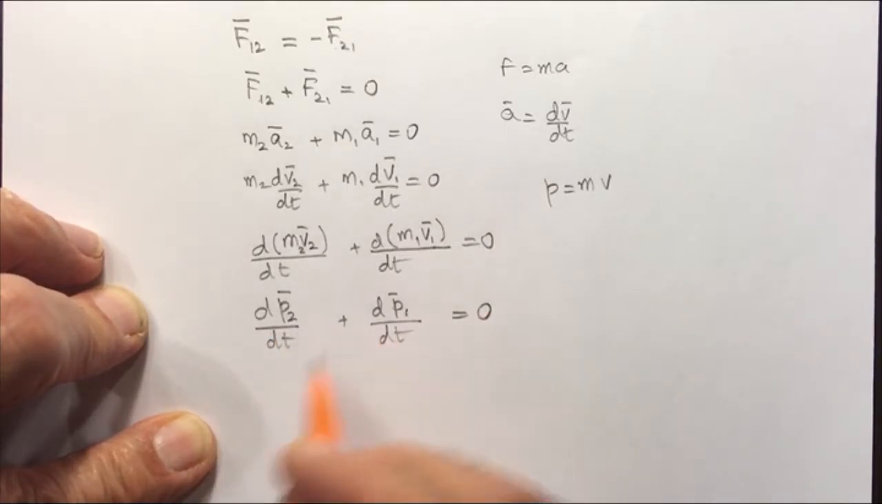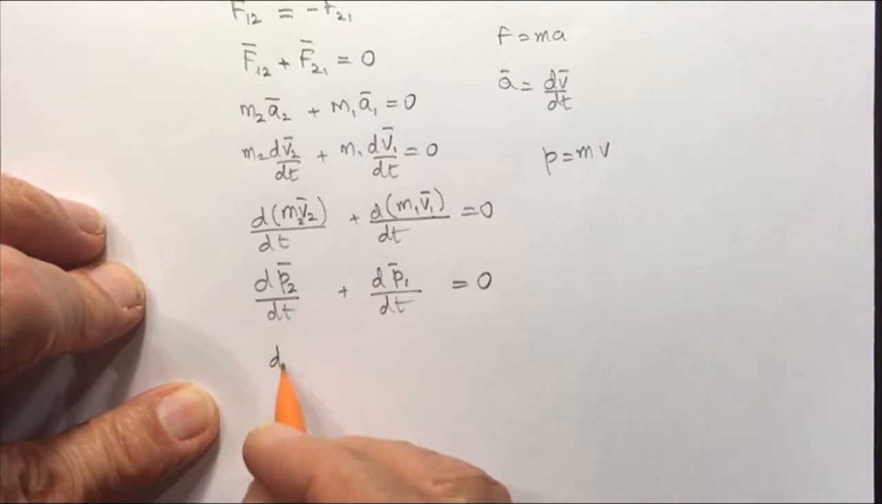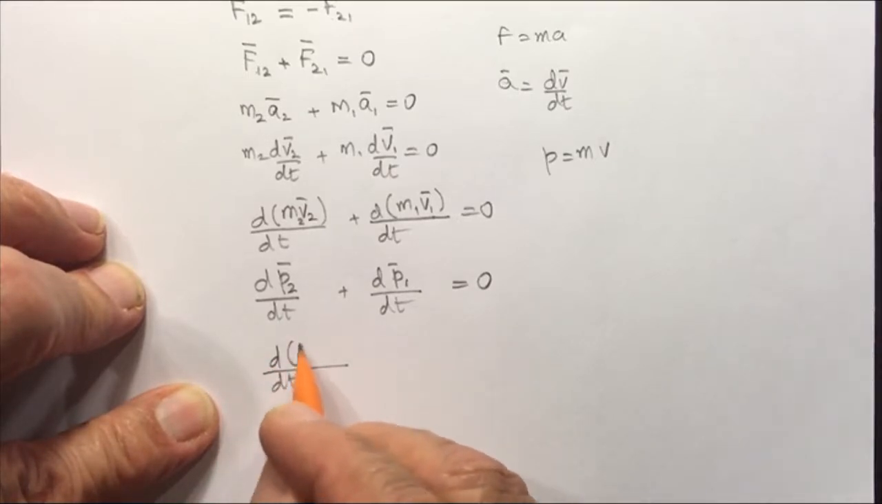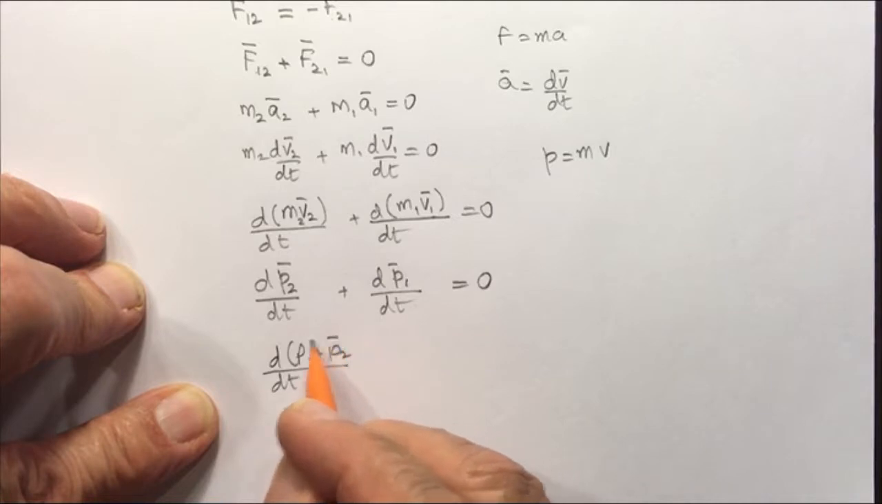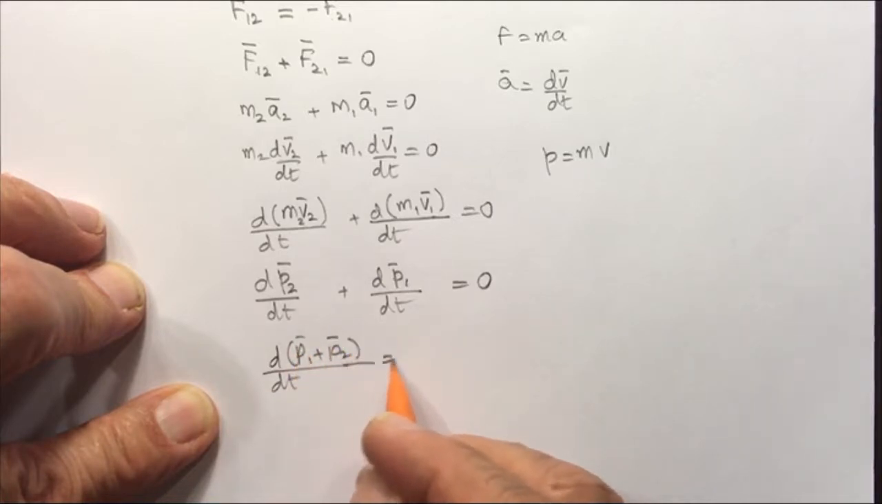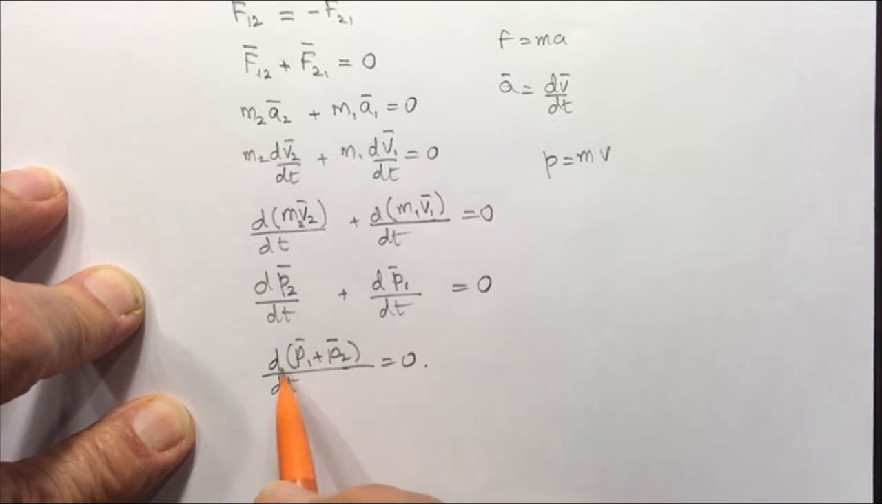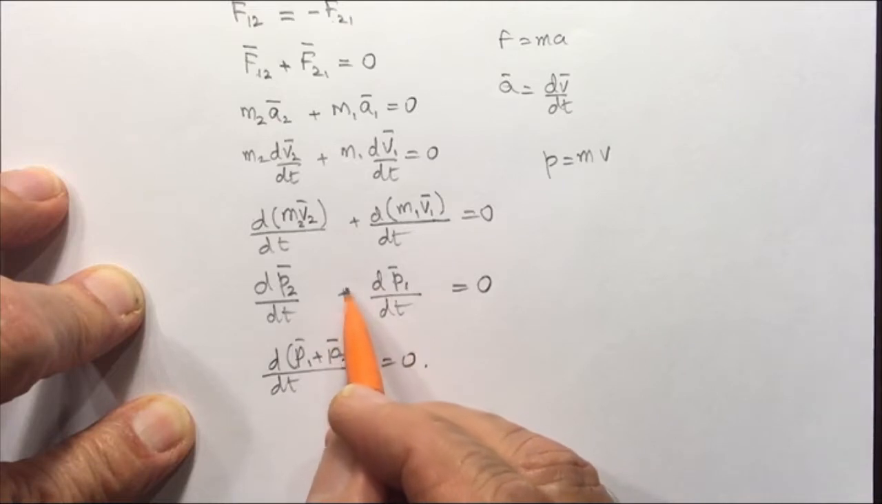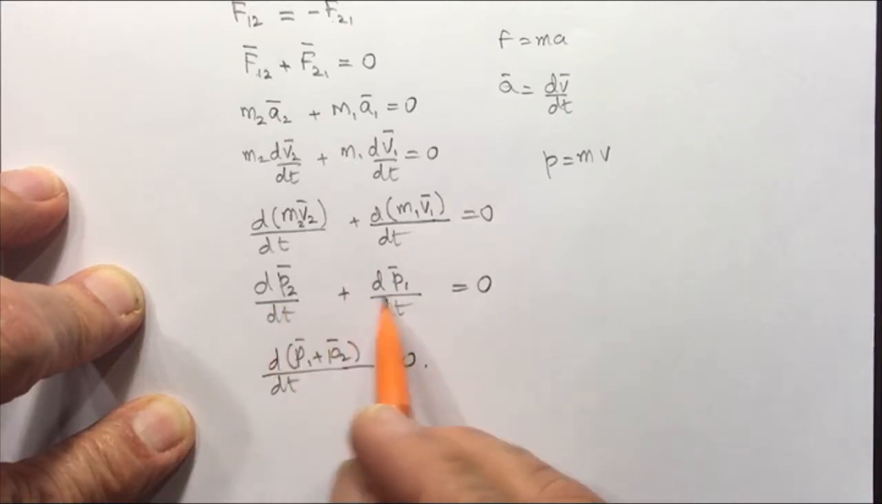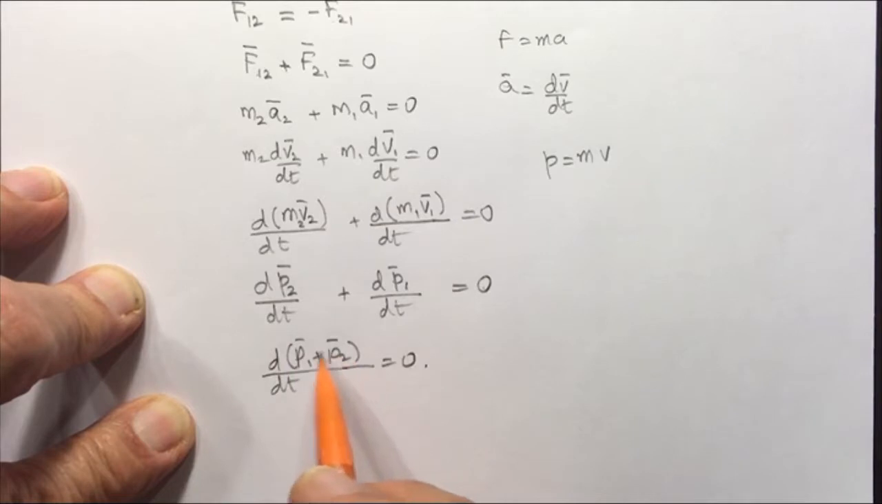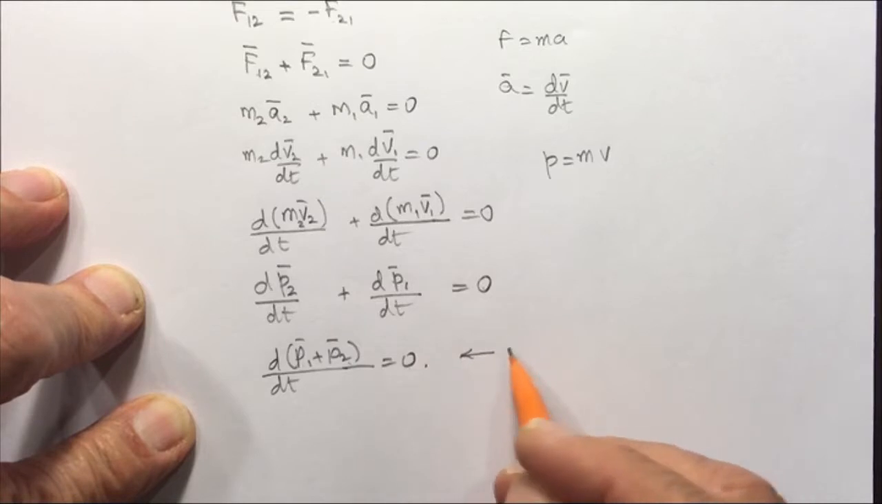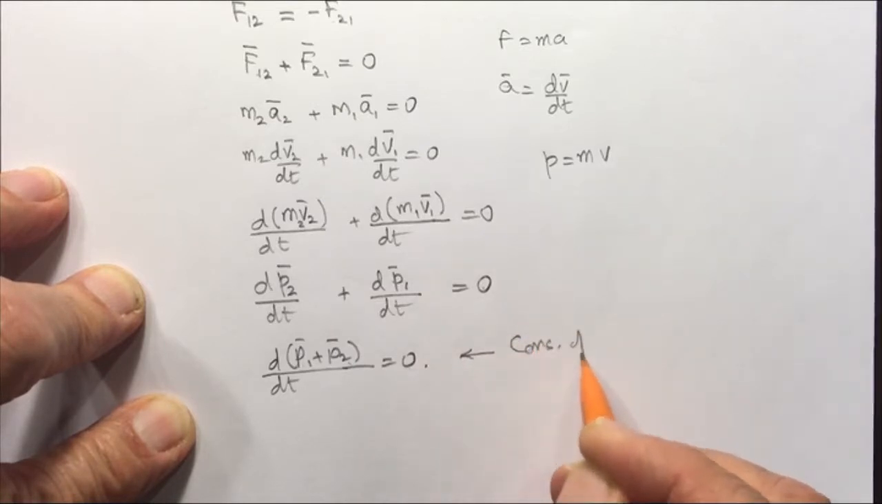And this equation can be further simplified. d/dt (p1 + p2) equals 0. So what we get from here is that the sum of the two momenta remains constant because the derivative of the sum is 0. The individual momenta will change, but when you add the two changes, they become 0, or you can say that the change in p1 plus p2 is 0. And this is the law of conservation of momentum.